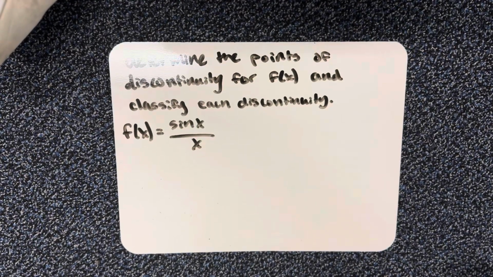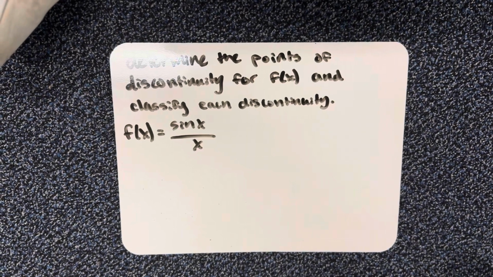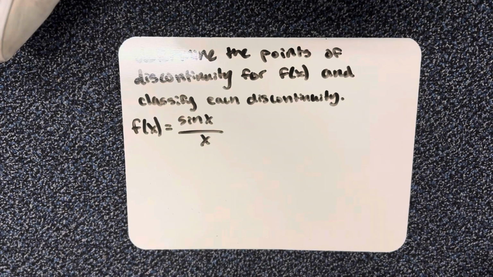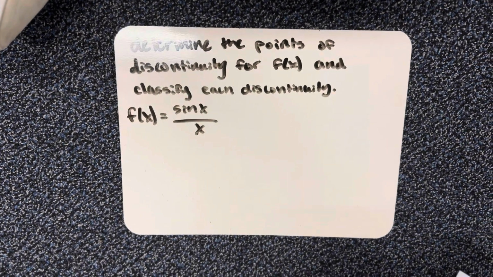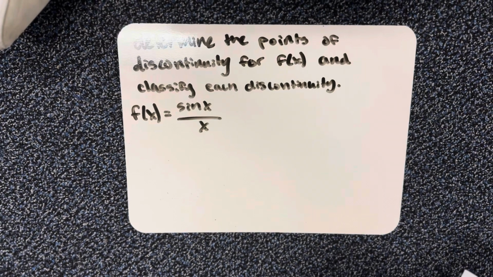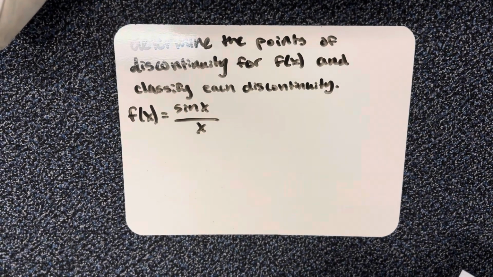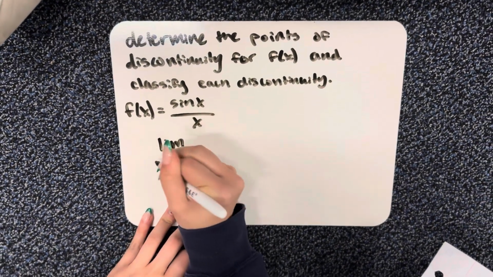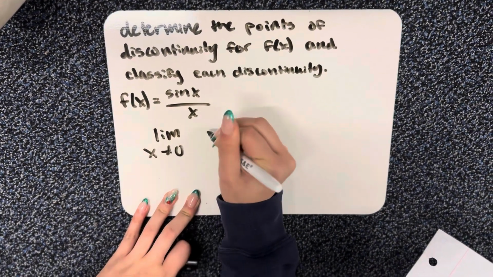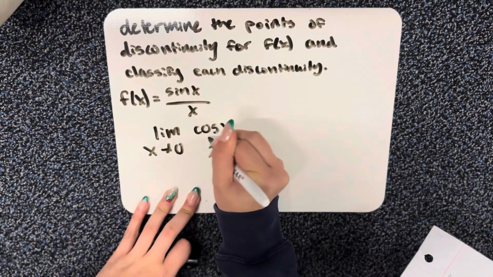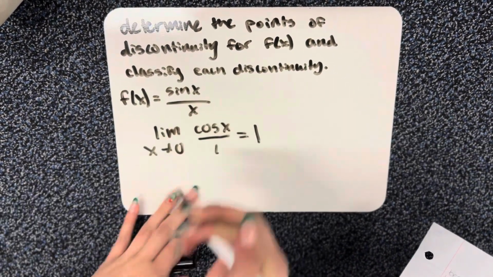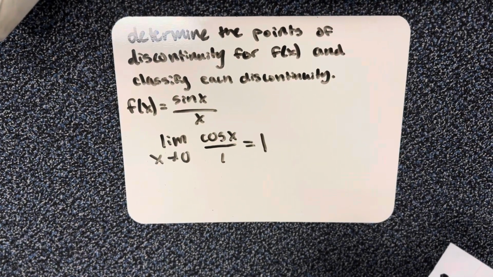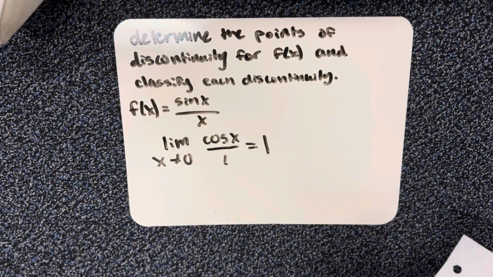For our last question, we are being asked to determine the points of discontinuity for f of x and to classify each discontinuity. Here we have f of x equals sine x over x. Because in functions there cannot be a 0 in the denominator, the function has a discontinuity there. However, in order to determine the type of discontinuity, you have to differentiate. Differentiating gives you this. This limit proves that the limit exists, but is undefined at 0, making it a jump discontinuity.